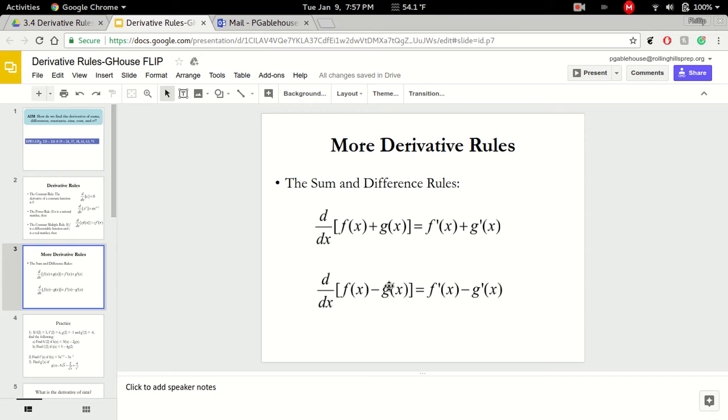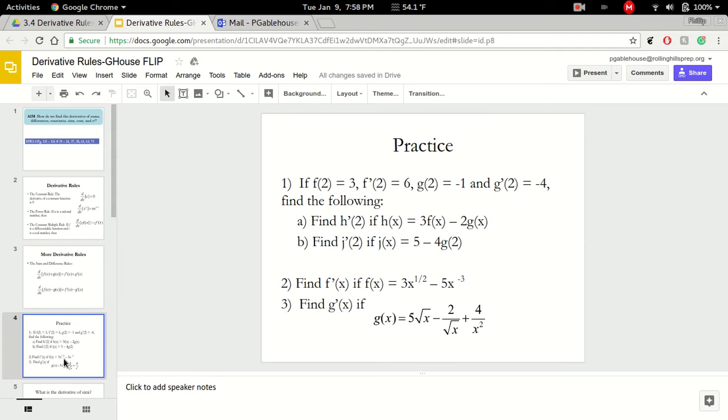I want to look at a couple of examples of where you guys will actually use this in the homework. So let's take a look at some practice problems here. I'm going to do A with you guys here. So we have f of 2 is equal to 3, f prime of 2 is equal to 6, g of 2 is equal to negative 1, g prime of 2 is equal to negative 4. I will do A with you guys, and then I'm going to pause the video, and I want you guys to try B on your own, and I'll come back and show you the answer for it.